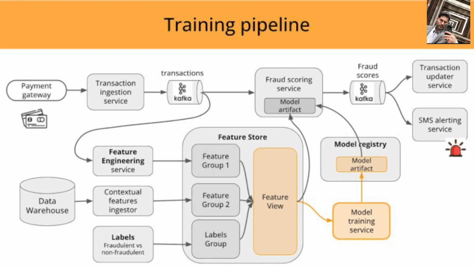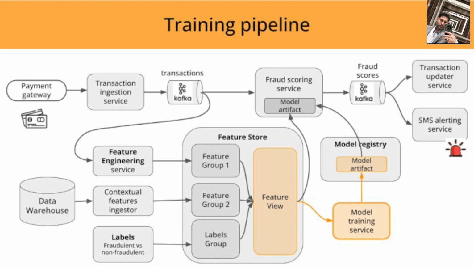Now, a crucial part, the fraud scoring service. This is where a pre-trained machine learning model, represented by the model artifact, takes the incoming transactions and assigns them a fraud score. This score indicates the likelihood of the transaction being fraudulent. Importantly, this service also saves its model artifact, the trained brain, for later use.